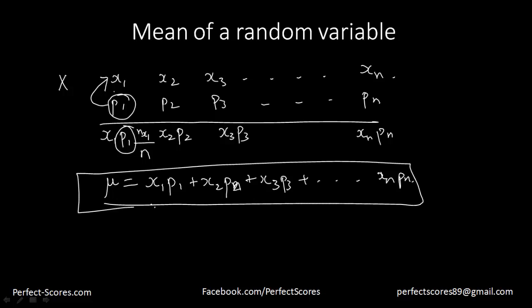Because you don't need to divide by the number of terms, because that is already taken care of in the probabilities. Probability already has the number of terms being divided by. So that means you're already dividing by the number of terms. That means this over here is the mean. And I can also say that that is equal to the summation of xi into pi, where i is equal to 1 and i goes all the way till n.